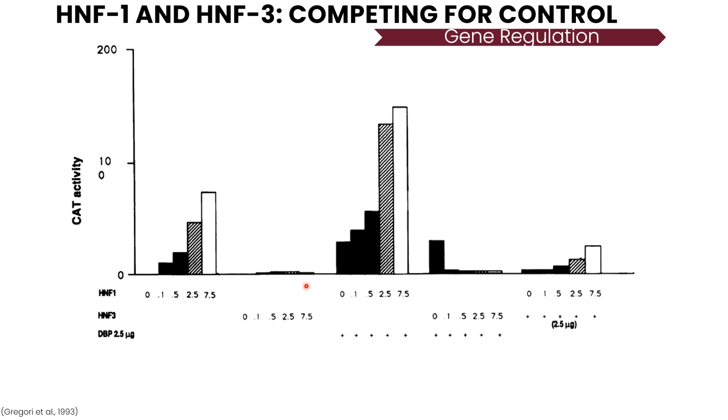Okay, so now let's go into the middle of our graph here where DBP is marked off. And these are not numbers, these are plus signs, for anyone in the back who cannot see. So here DBP is present and increasing amounts of HNF1 are then added. We see here 0.1, 0.5, 2.5, and 7.5.